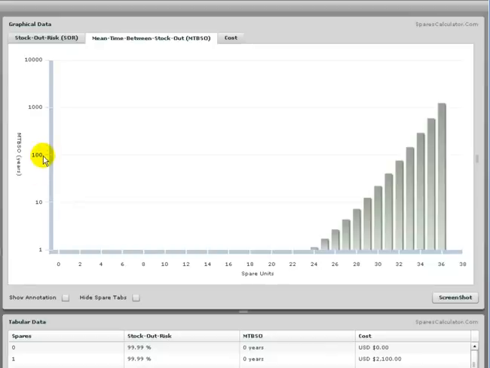Now remember that we're looking for the number of spare parts that will give us a mean time between stockout of greater than 10 years. So I'm going to find 10 years on the y-axis, and then I'm going to read off the number of spares that we need. And we can see from this chart that we're going to need at least 29 spare units to meet our mean time between stockout goal of 10 years.